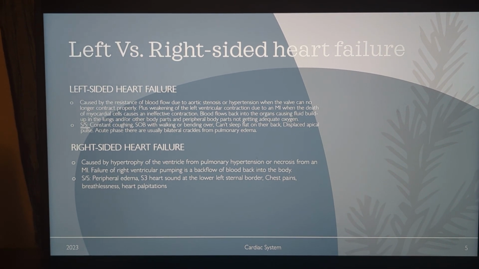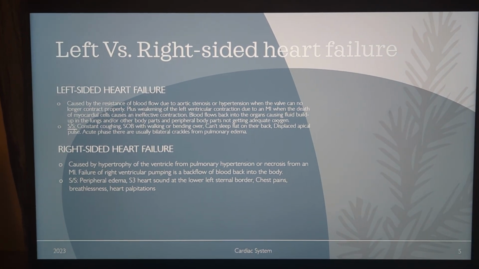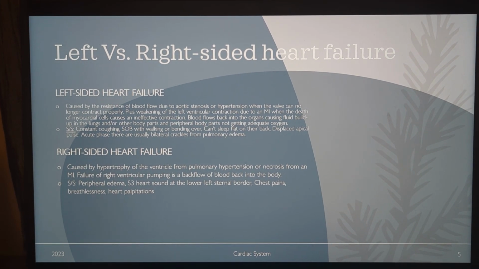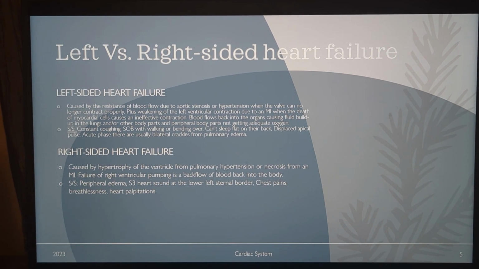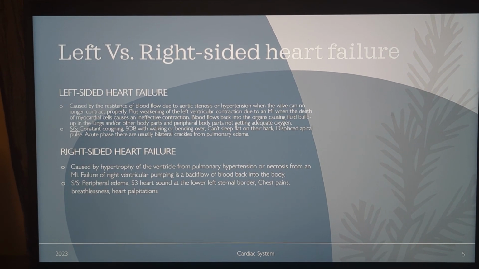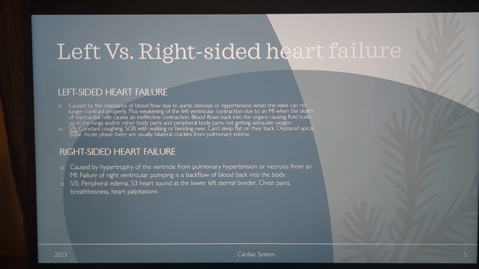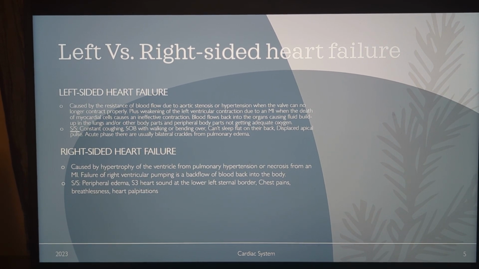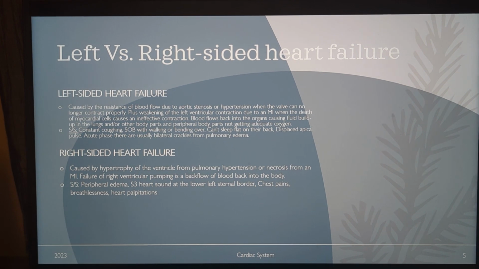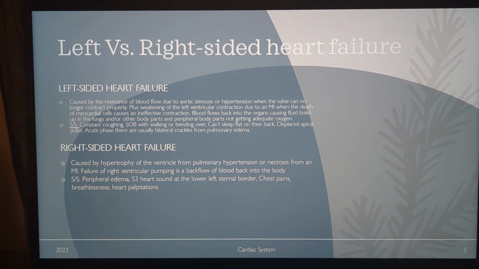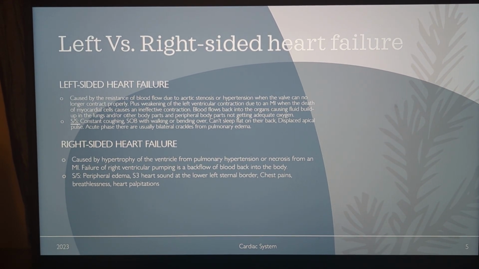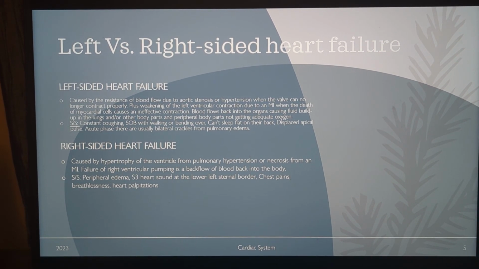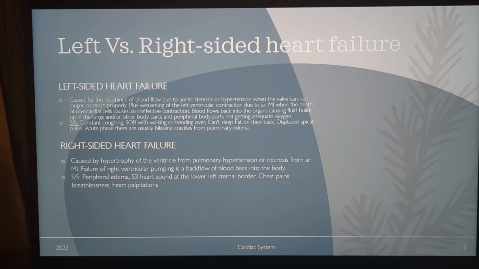adequate oxygenation. So signs and symptoms that you're going to be looking for with somebody with left-sided heart failure would be constant coughing, shortness of breath when walking or bending over. They can't sleep on their back because of the fluid buildup in their chest, so it's hard for them to breathe, so they have to sit with their head elevated or sleep with their head elevated. Displaced apical pulse. Acute phase: during this time, there are usually bilateral crackles due to pulmonary edema.